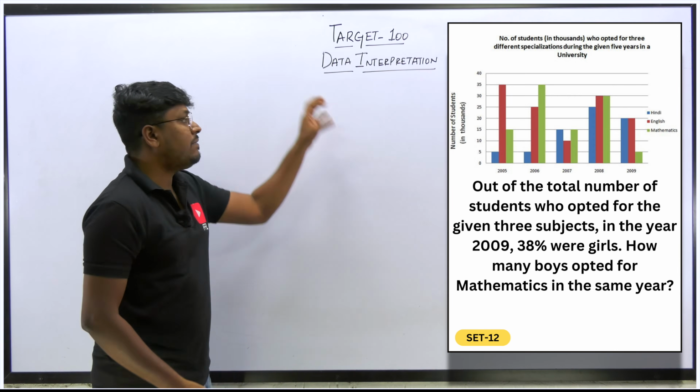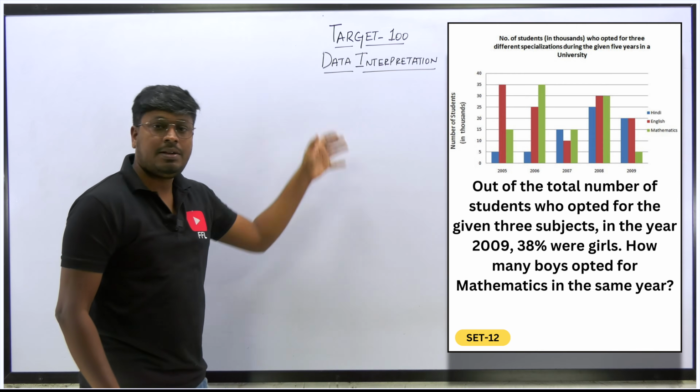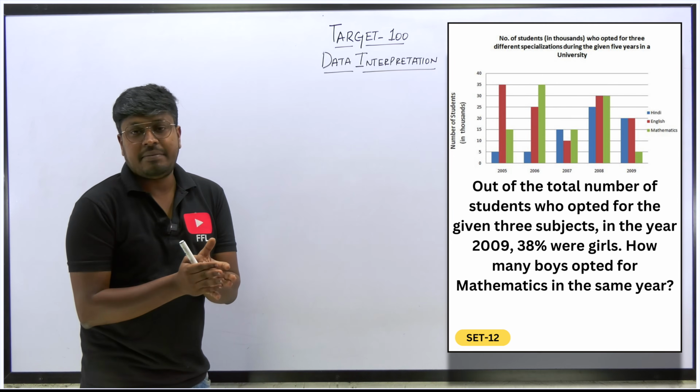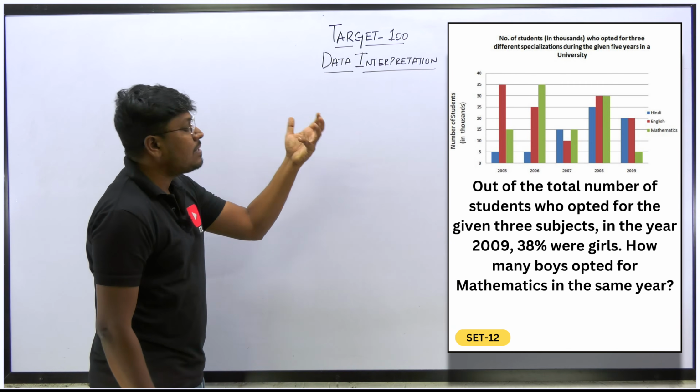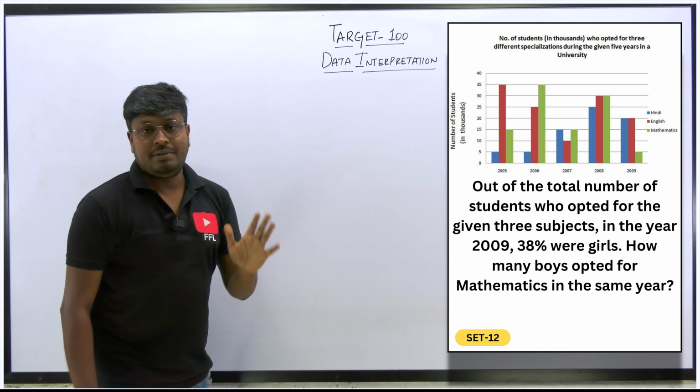Do not write 5, 10, 15, 20 like that and then try to add. It's completely a waste of time. By directly seeing the chart itself, try to add all the values, right?